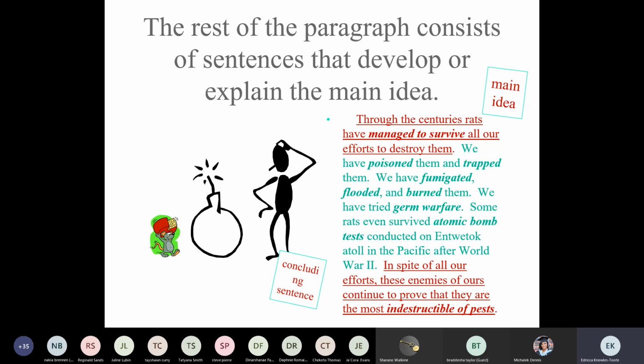pests. Okay? So, think about your sandwich. Think about that top bun there, our topic sentence that tells what the paragraph is going to be about. Can anybody identify that topic sentence for me? What is the topic sentence?